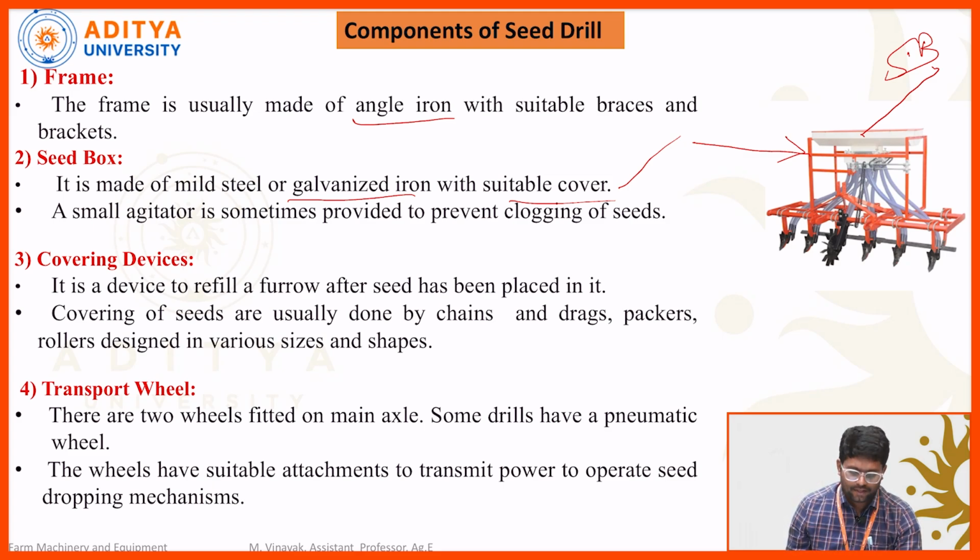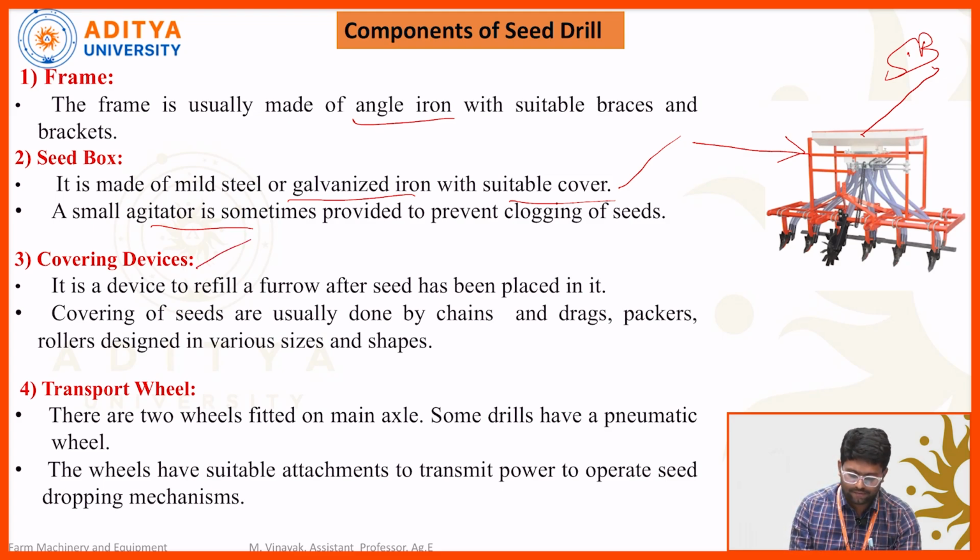Next one is a small agitator, which is sometimes provided for prevention of clogging of seeds. Okay, so if there is any seed clogging in between the seeds as well as in the hopper, an agitator is provided for prevention of the clogging.